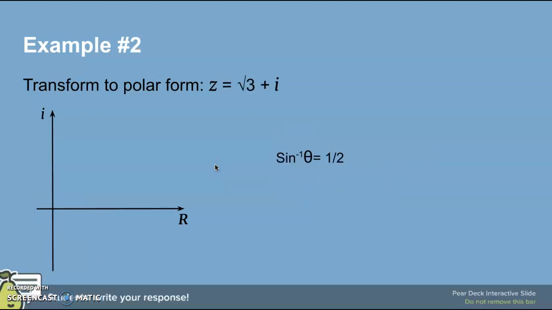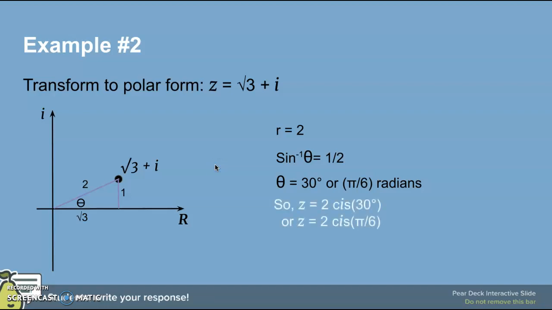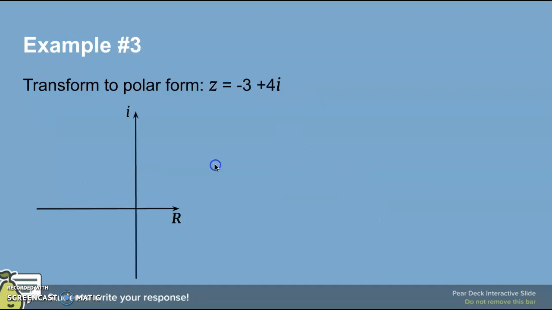All right, another example. Let's say I'd like to transform z equals the square root of 3 plus i into polar form. First off, there's the point. Square root of 3 units over, 1 unit up. That means the hypotenuse of that right triangle is 2, and there is an angle theta. Theta has to be 30 degrees because the sine of theta is a half, and of course we know that the angle that has the sine of 1/2 is 30 degrees, also pi over 6 radians, and so z equals 2 cis 30, or 2 cis pi over 6.